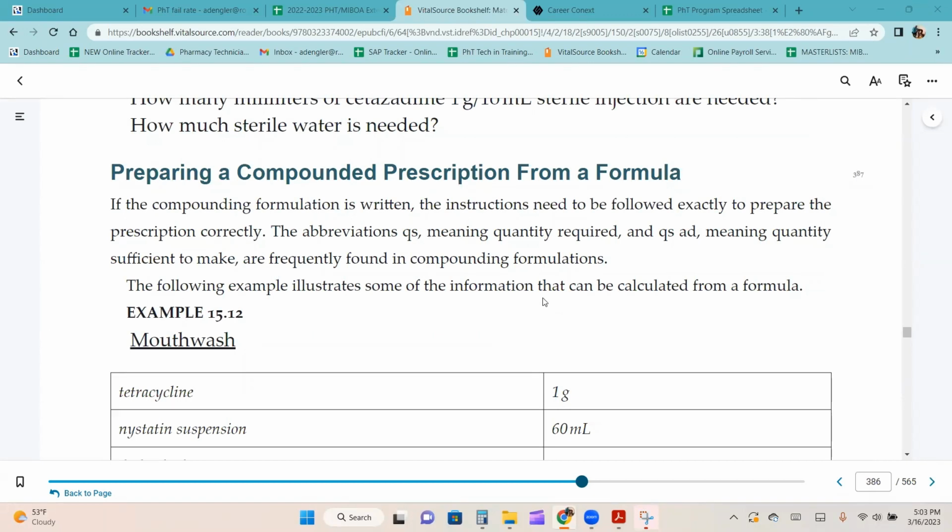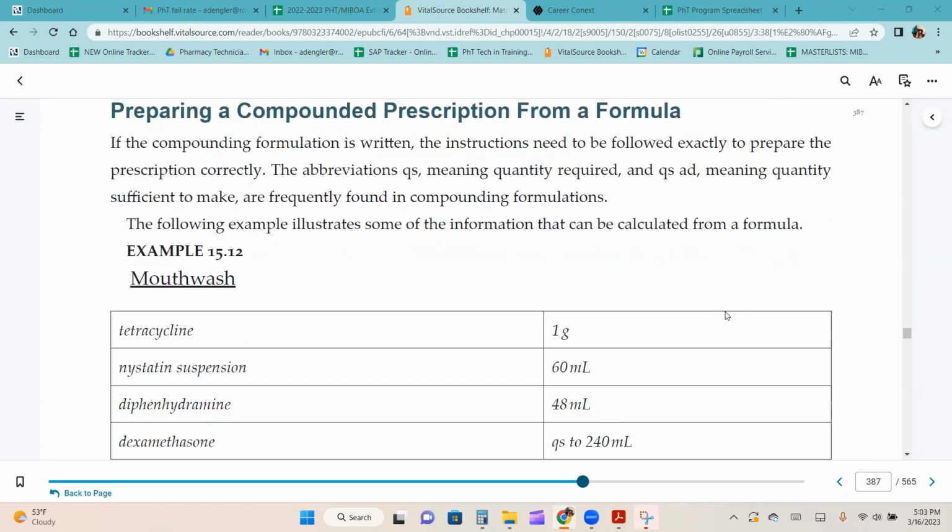If the compounding formulation is written, the instructions need to be followed exactly to prepare the prescription correctly. The abbreviation QS, meaning quantity required, and QSAD, meaning quantity sufficient to make, are frequently found in compounding formulations. All right, so let's do example 15.12.